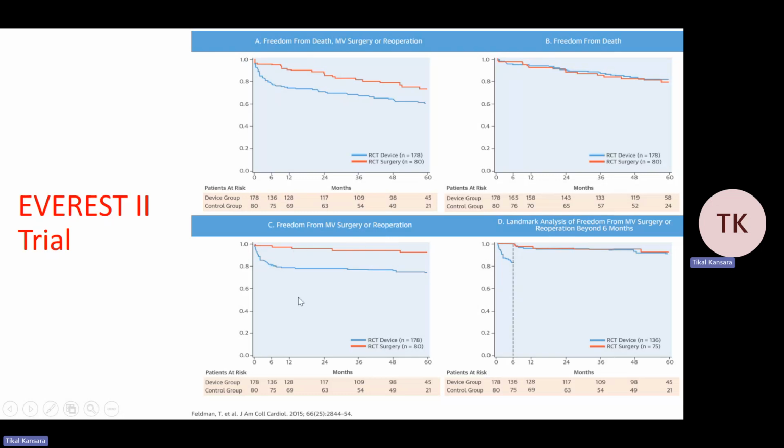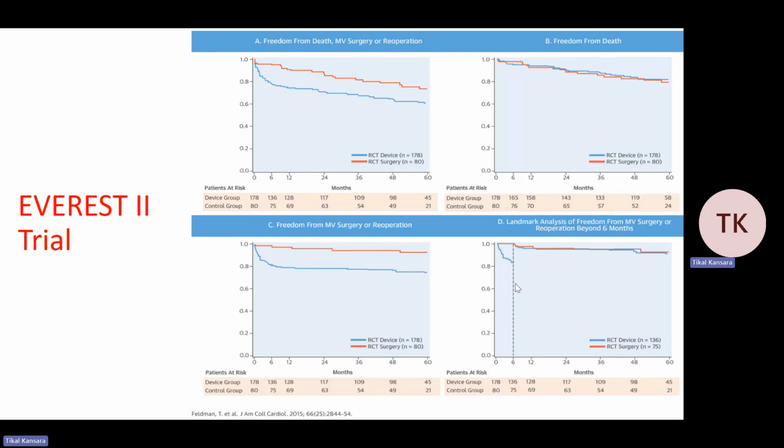And you see the dip, the biggest dip is in the first 6 months, and then it's almost a flat line. So that means something happened in the first 6 months that skewed the data. That's why they did a landmark analysis where they left out all the data from the first 6 months and took the data only after 6 months, and they found there was no difference in composite outcome after that.